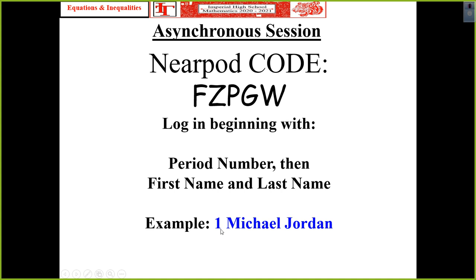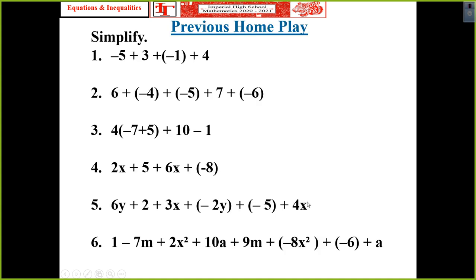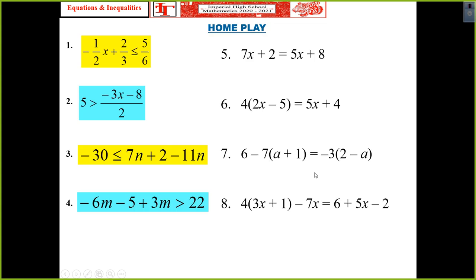Previous home plate, we already turned that in. And today's home plate, 8 problems. All right, let's move on. Our objective for today: I can solve one variable equations and inequalities. Write that down at the bottom left of your notes.